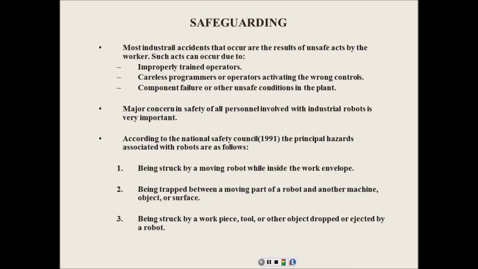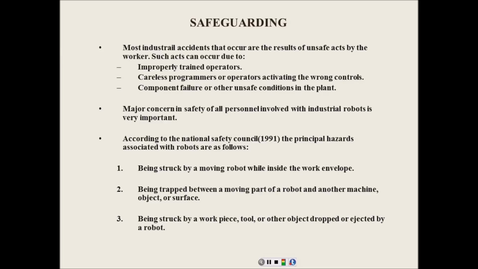Most industrial accidents that occur are the results of unsafe acts by workers, properly trained operators, careless programmers, or operators activating the wrong controls. And we see that a lot. Component failure or other unsafe conditions. So this is why whichever robot you're working with, you need to become familiar with that teaching pendant. And every one of them is a little different. Even though they do the same thing, every one of them is laid out a little different. And you can see me when I go over there, a lot of times I know the button's there, but I got to find it. And that's unfortunate.